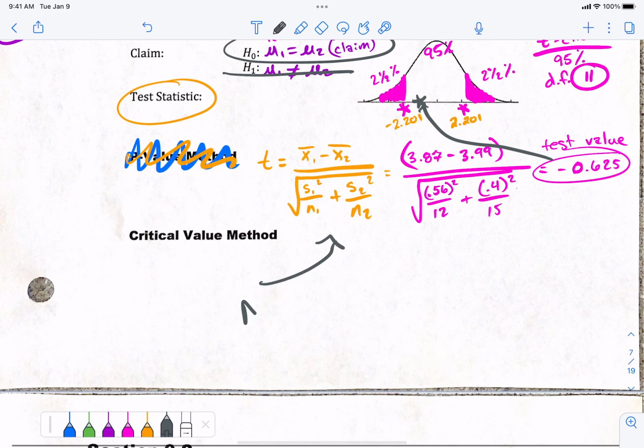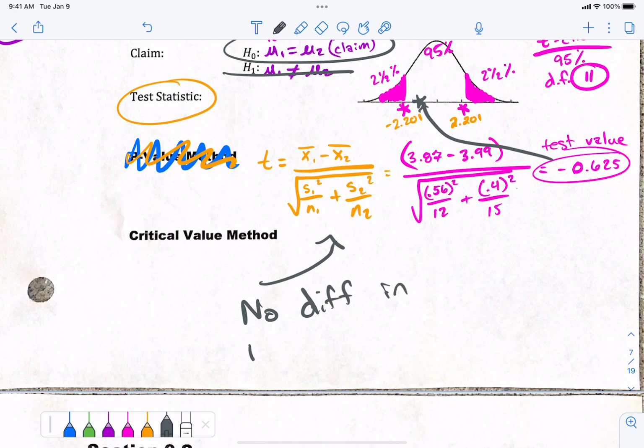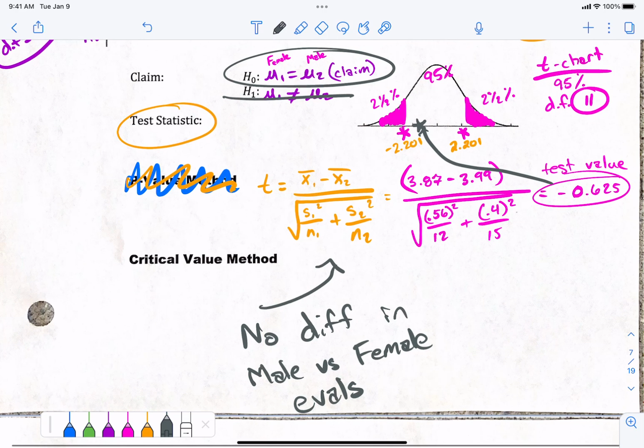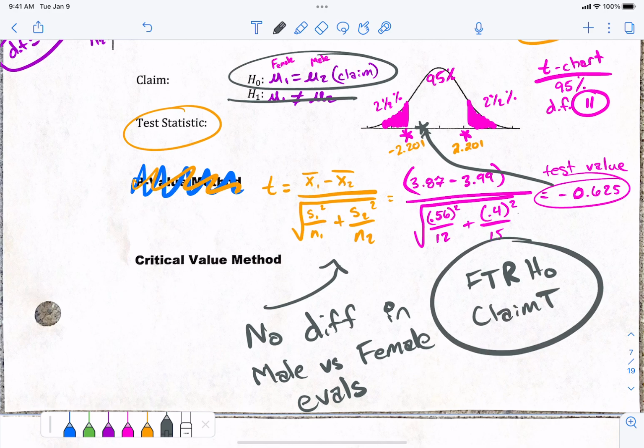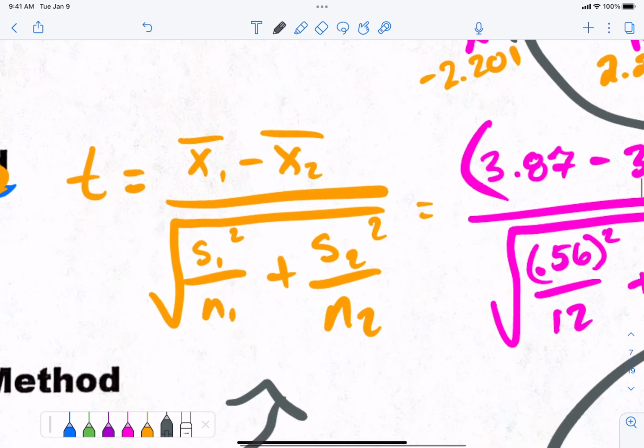So, quick correction: no difference in male versus female evals. They are treated pretty well equally, even though in our sample the males were treated higher on average. This was a failure to reject H0, claim true. There you go. Okay, happy with that? Same process we've been doing already, but your formula looks like this.